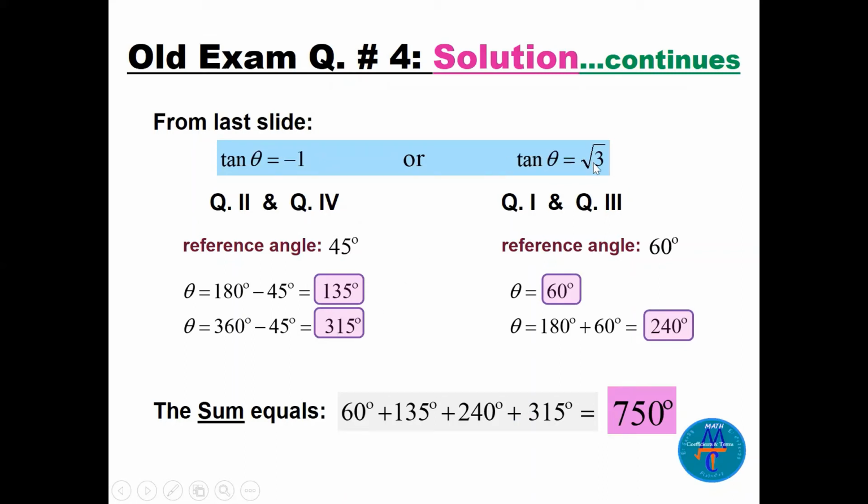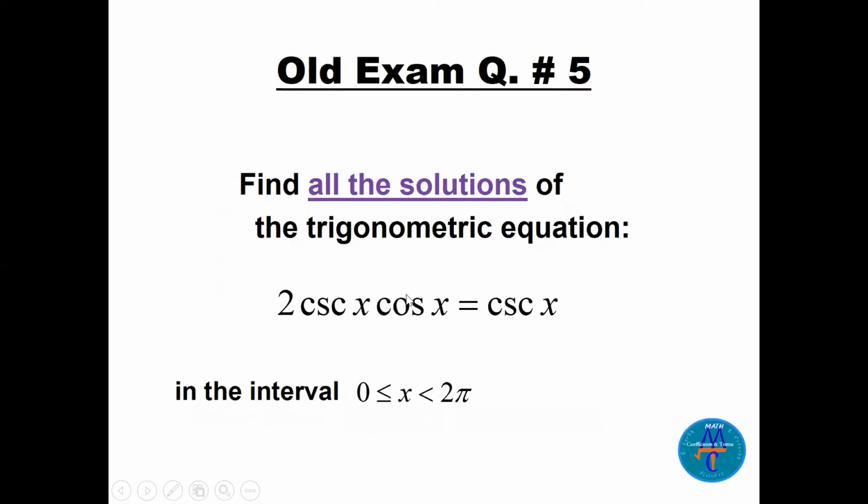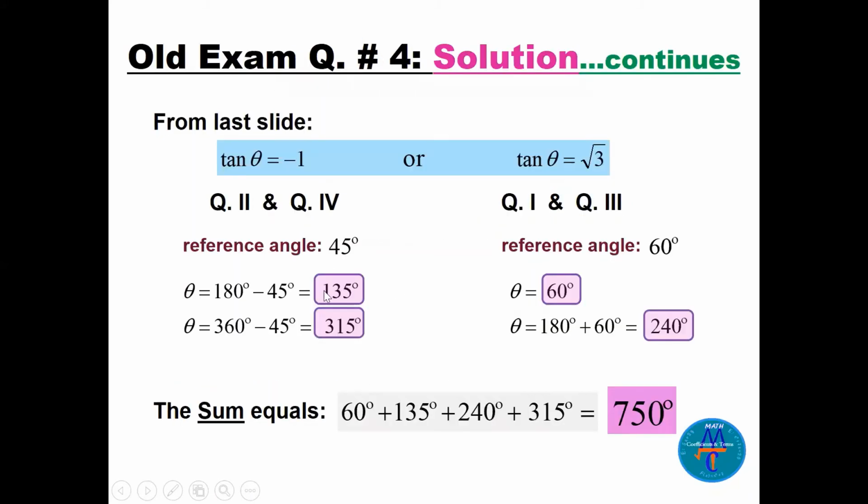Tan of theta is equal to square root of 3, positive. See the positive here, it can be in quadrant 1, it can be also in quadrant 3. And the reference angle here is 60. So theta can be 60 in quadrant 1, but in quadrant 3, it will be 180 plus 60 is equal to 240. So when you add all these angles, 60, 135, 240, and 315, you get 750.